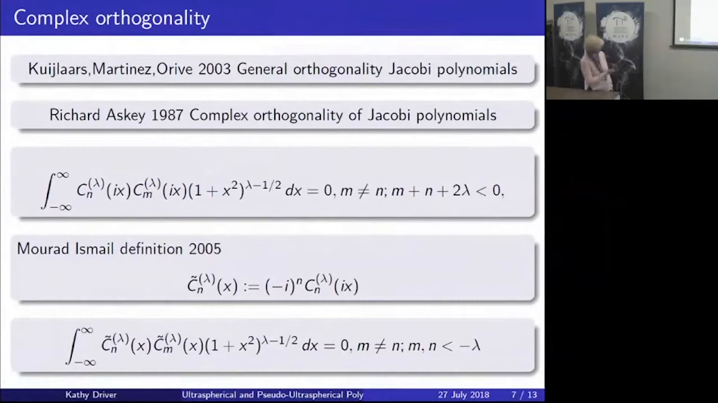And with this definition of the so-called pseudo-ultraspherical polynomials, that's what the definition is, and it's motivated by how the zeros behave as lambda decreases. You get this orthogonality here, which is just a translation of the Askey result. So that was from Mourad Ismail in 2005.